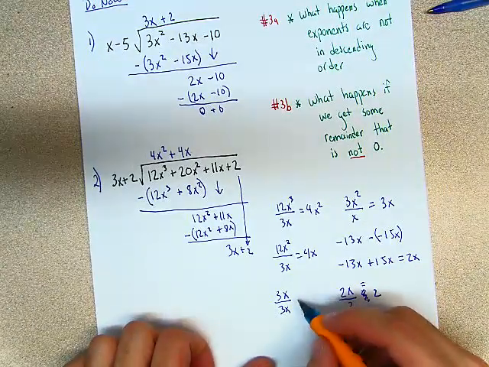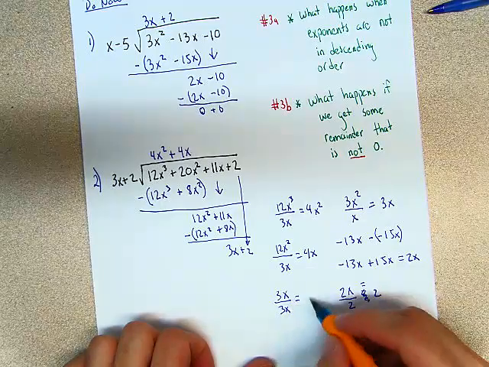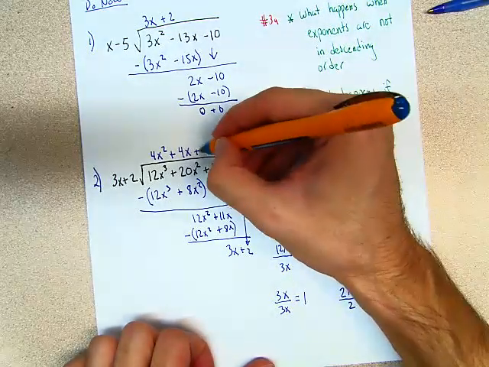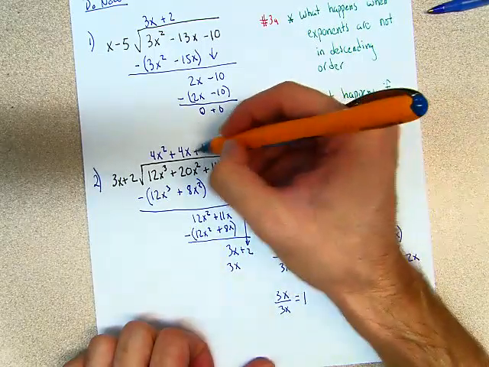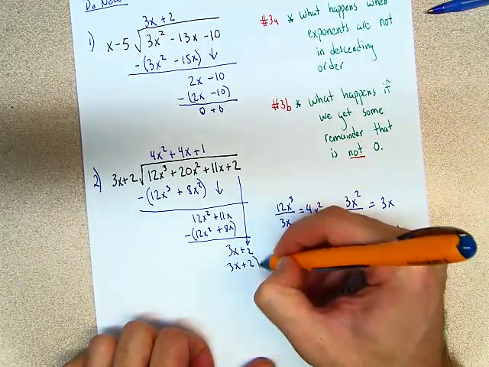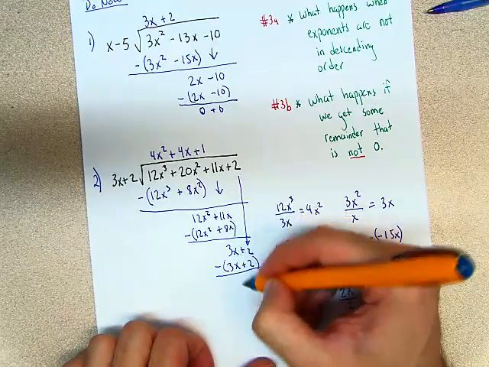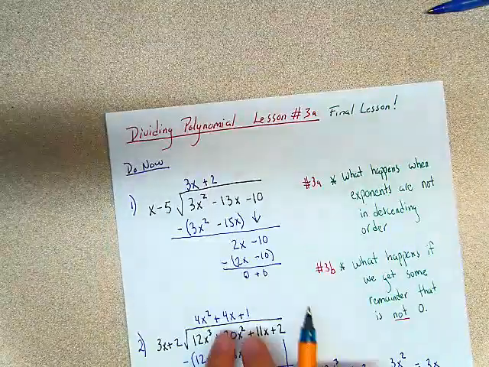Okay, it's right here. This is 1. So this is positive 1. So you have 1 times 3x is 3x, 1 times 2 is positive 2, parentheses, parentheses, subtract, and you get 0. And we're done. And this is our answer.